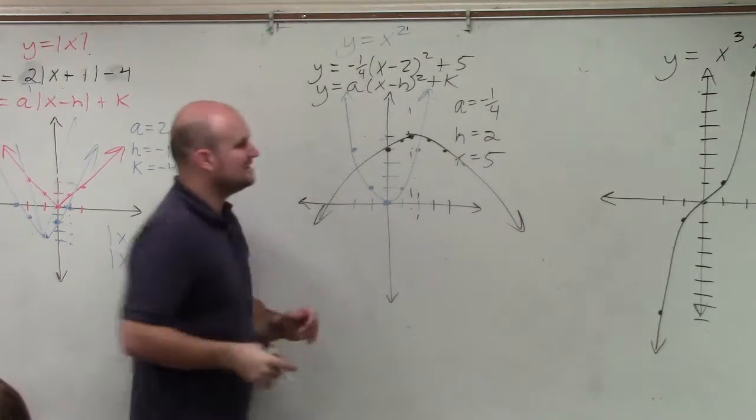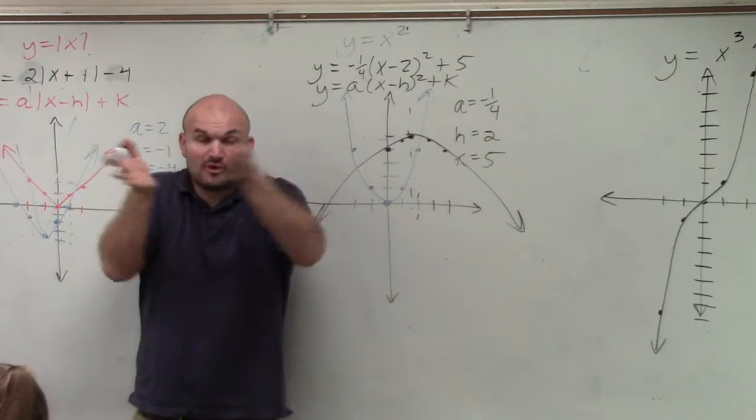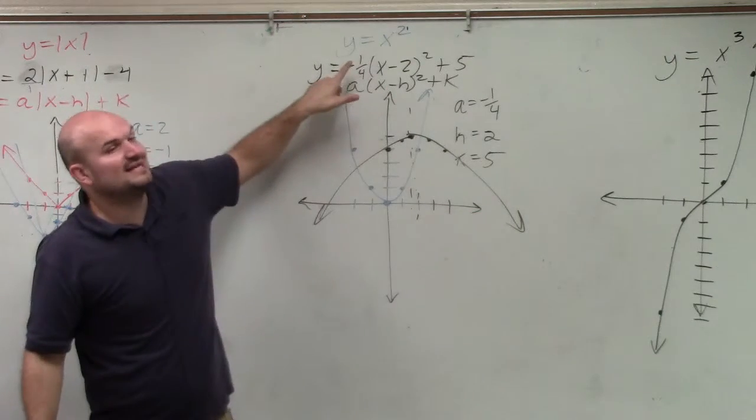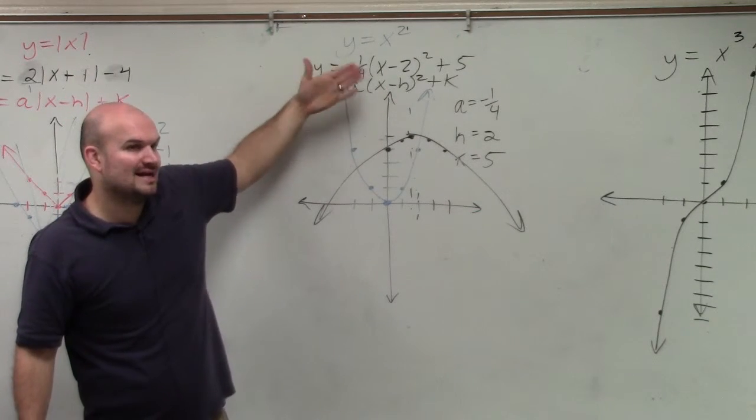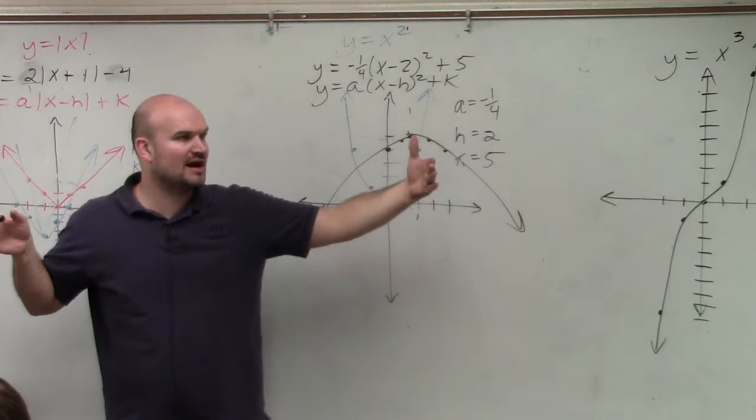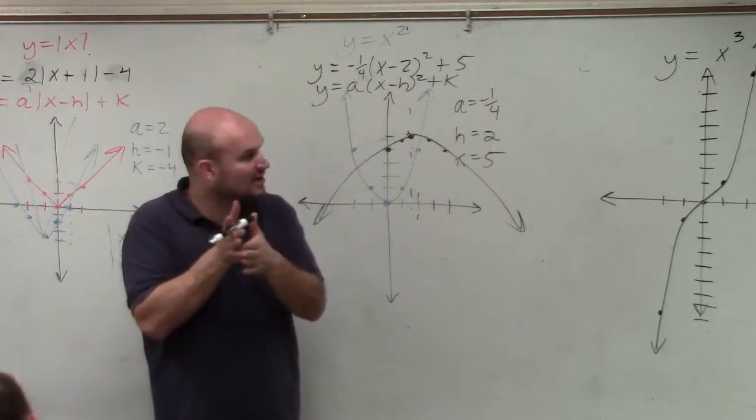So then, do you guys see how the graph looks stretched, right? Whereas this graph was compressed horizontally, this one is stretched. The reason being is a is less than 1. When the absolute value of a is less than 1, that horizontally stretches the graph. When the absolute value of a is greater than 1, that horizontally compresses the graph.